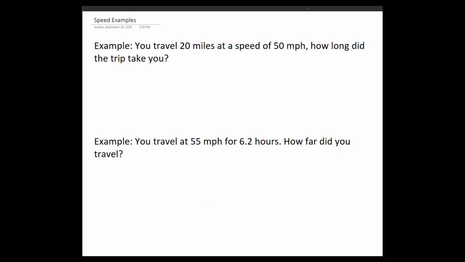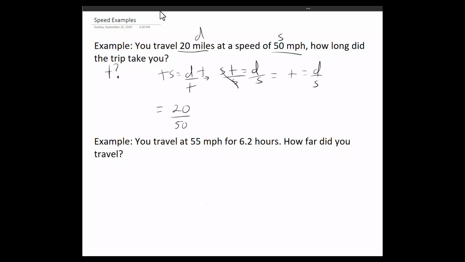Examples here. We have 20 miles going at a speed of 50 miles per hour, and asking how long did the trip take you. So we've got our distance, 20 miles, and speed of 50 miles per hour. We're going to use our equation, speed equals distance over time, and find time. We're going to manipulate our equation by multiplying by t on both sides and then dividing by speed in order to get t to equal distance over speed. Now, using this, we can plug in our numbers, 20 miles for the distance, 50 miles per hour for the speed, and we get 0.4 hours in order for this object to travel that distance.